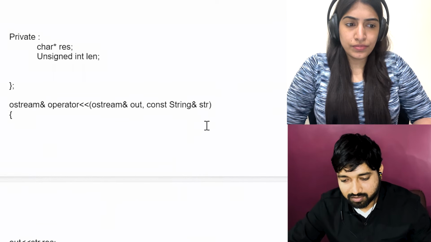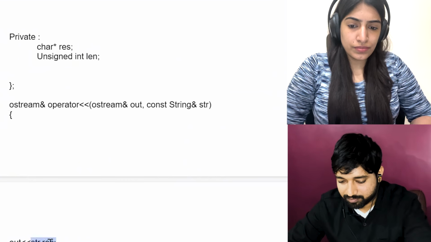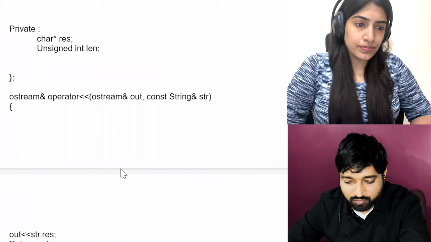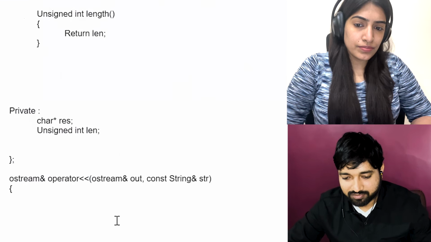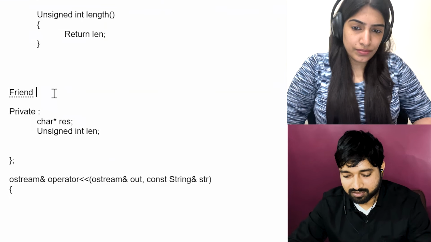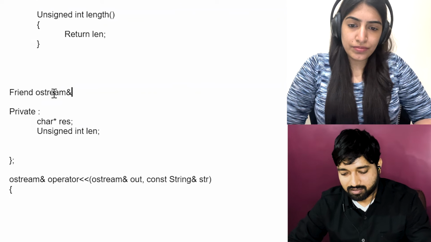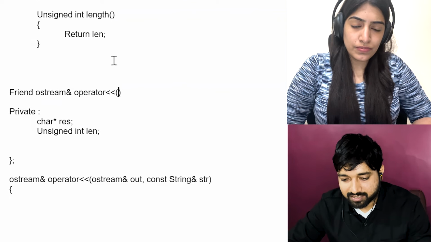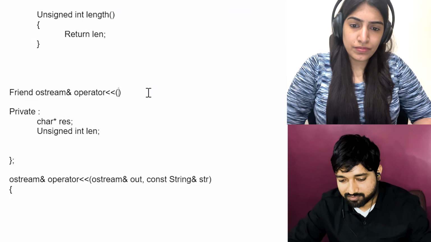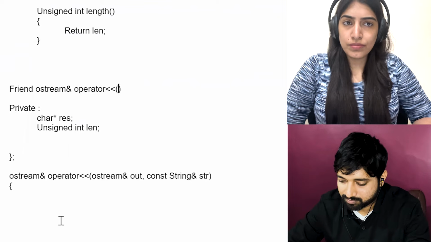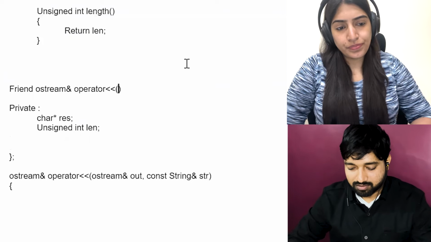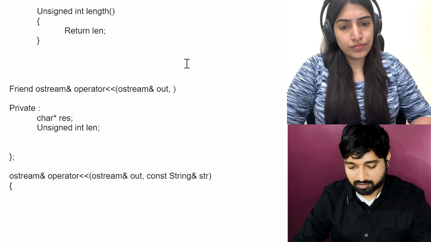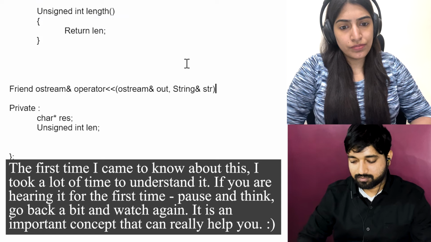But there is one more thing. Because we are directly using str.res, which is a private member of this class, and it is a global function outside the class, we cannot actually use it here. So to access str.res, we have to define this as a friend function inside this class. So friend ostream ampersand operator. Sorry, what is a friend function? Inside this class I am putting this function as a friend, which means wherever this function is implemented I can now access the private member. That is the whole thing about friend. So ostream ampersand out, comma, string ampersand str. So now this is done.